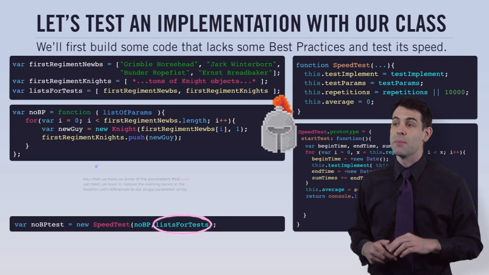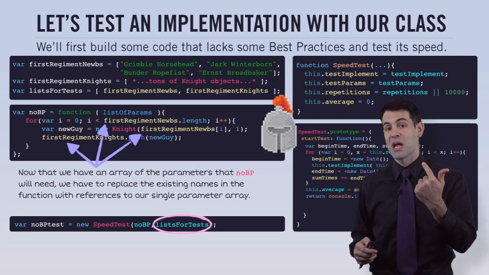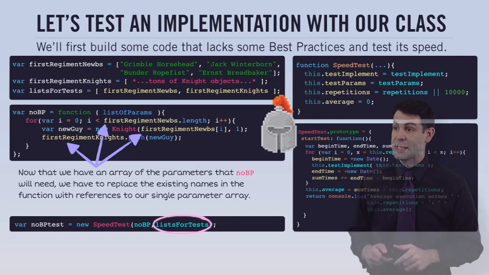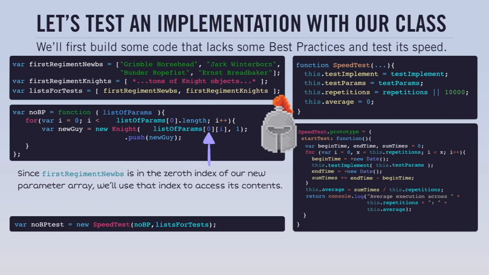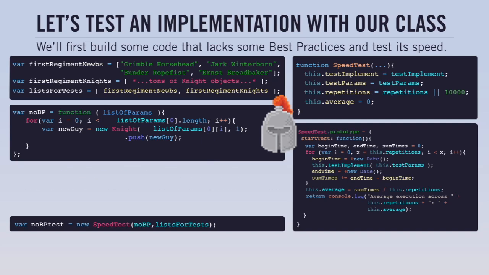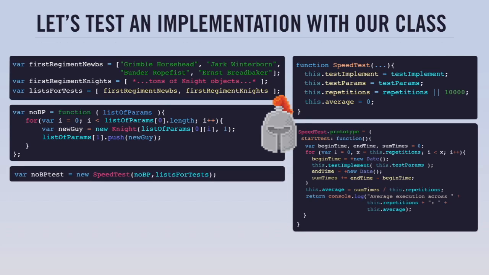But we now need to modify all of our internal variable names in our function to match that parameter name we created that's just one array. So let's check that out. Well, first regiment noobs, right, is the first index of our parameter array. So that's going to become list of params on the 0th index for both of the times that we access the first regiment noobs data. Scoot that over, and now, of course, the first index of our new single parameter array is going to be the first regiment knights array. And we'll scoot that over. Bring our speed test up here, and we're ready to roll.